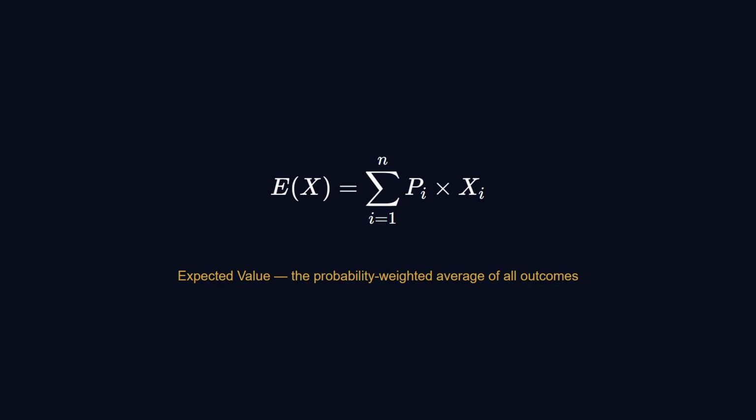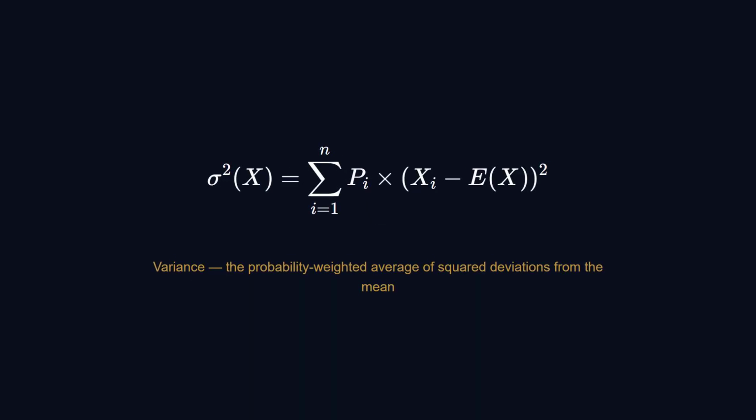7.55% is not a guarantee. It is your best single number summary of all possible outcomes weighted by their likelihood. Variance measures the dispersion of outcomes around the expected value.